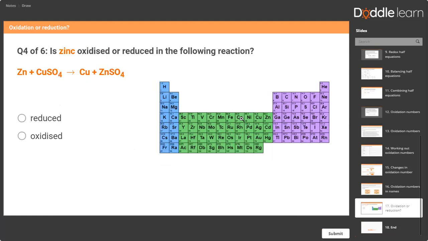Sorry. Is zinc oxidized or reduced in the following reaction? So we're going from Zn plus CuSO4 to Cu plus ZnSO4. Well, we've gained the oxygen, so it's oxidized, and our oxidation number is going to increase because we'll go from 0 over there to +2.